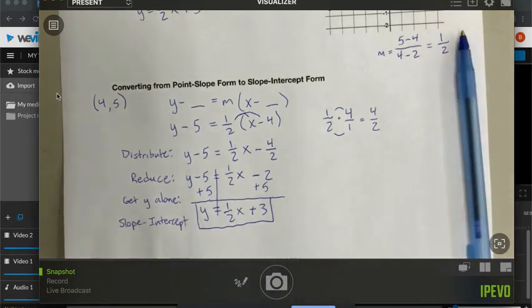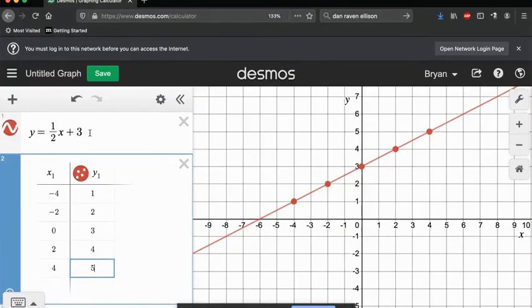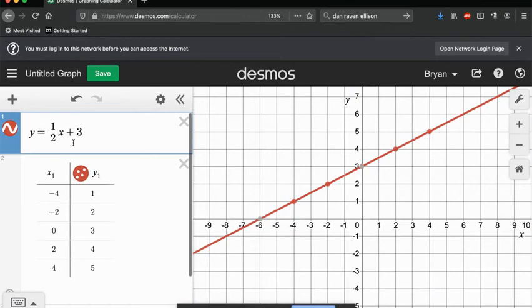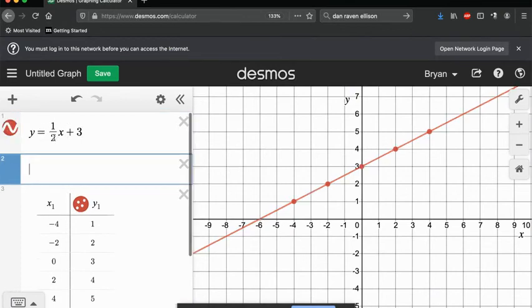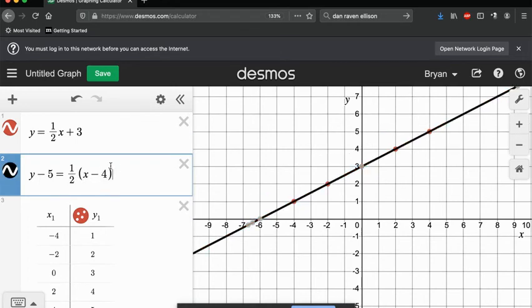All right, and just to verify, let's go here to the graph. So notice how this is the slope-intercept form. Let me just type in my point slope form. Notice how, sure enough, the graphs are exactly the same. So that's just an extra confirmation that my point slope form is equivalent to my slope-intercept form.